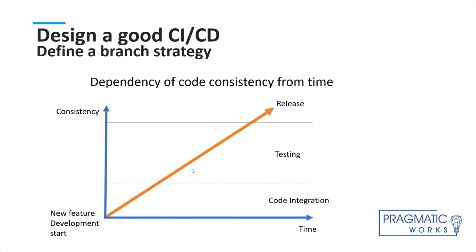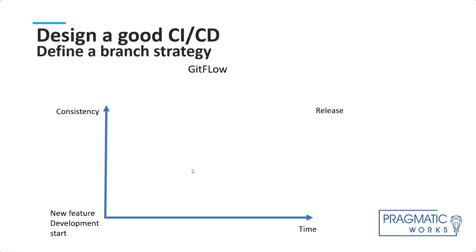But how can we map this chart to a branch strategy? If we talk about Git flow, which is a very common branch strategy for microservices architecture, we can say that we are releasing from the master branch. Because we don't use a release branch, because we don't need to have a code freeze and take a snapshot of the code base. We must have the latest consistent code on our master branch, and we will release our application from there.